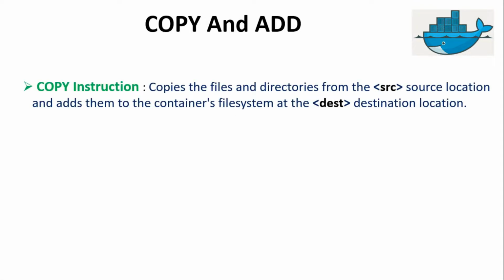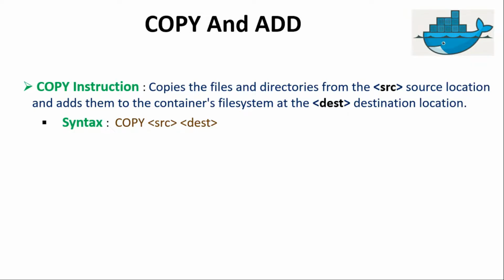So friends, the Dockerfile COPY instruction copies the files and directories from the source location and adds them to the container's file system, that is at the destination location. And friends, the syntax of the COPY instruction is very simple and it looks like the COPY keyword and then the source location and then the destination location.